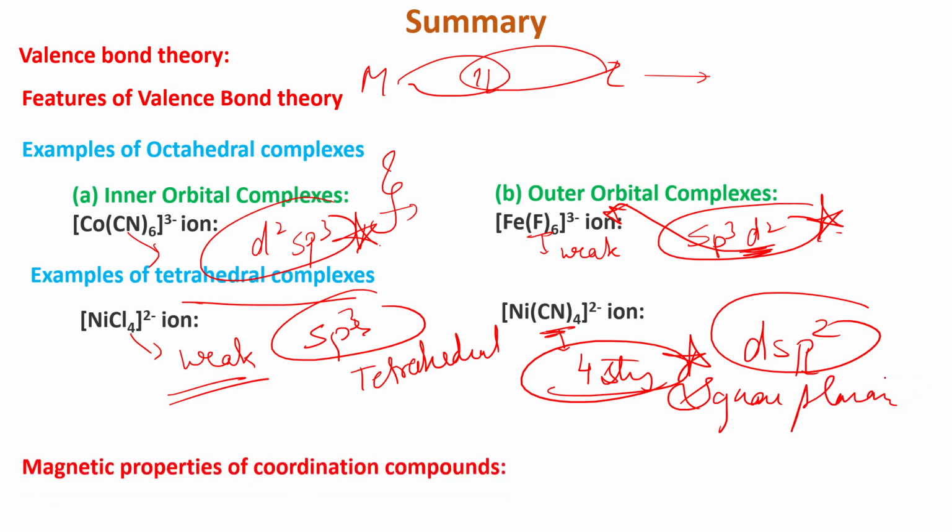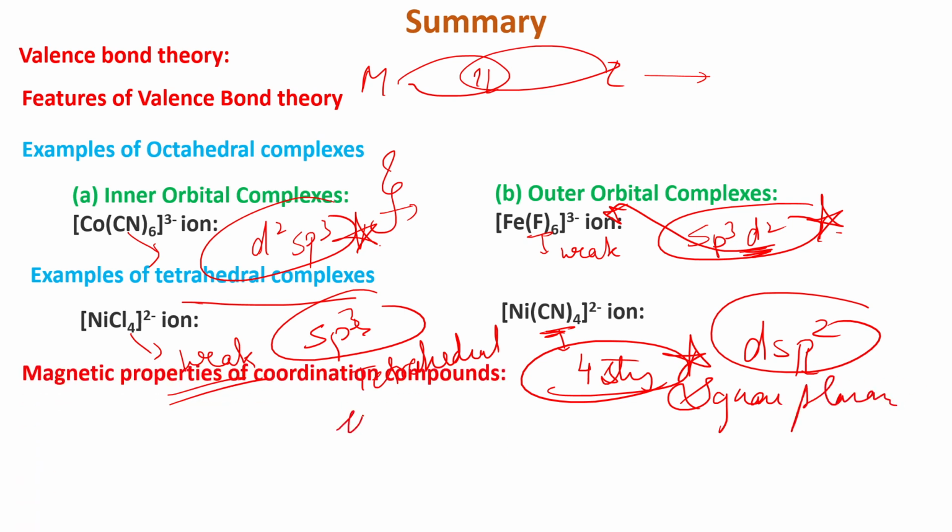We also discussed the magnetic moment. Magnetic moment could be calculated depending upon the number of unpaired electrons. If unpaired electrons are present, the compound is paramagnetic. If not, it is diamagnetic. This is how you calculate the magnetic moment, where n is equal to the number of unpaired electrons.